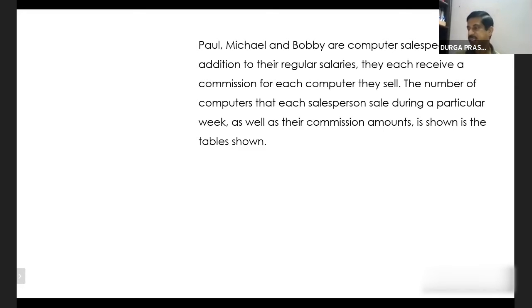Paul, Mikhail, and Bobby are computer salespeople. In addition to their regular salaries, they each receive a commission for each computer they sell. The number of computers that each salesperson sells during a particular week, as well as their commission amounts, is shown in the tables. That means different people may have different commissions. That's why a tabular form is shown.